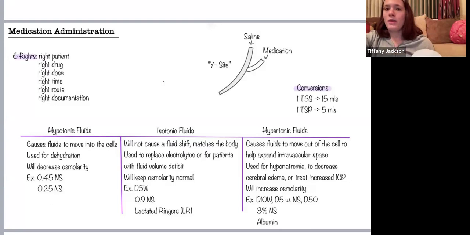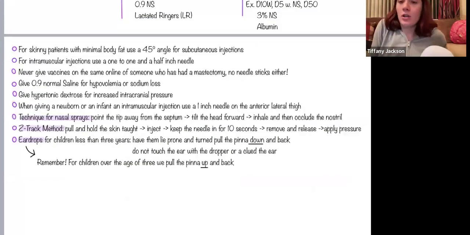Just a couple other rationales. If you have a patient that is very small and needs a subcutaneous injection, instead of using a 90-degree angle, we're going to want to use a 45-degree angle. If you're ever giving an IM injection, an intramuscular injection, we use a 1 to 1.5 inch needle.